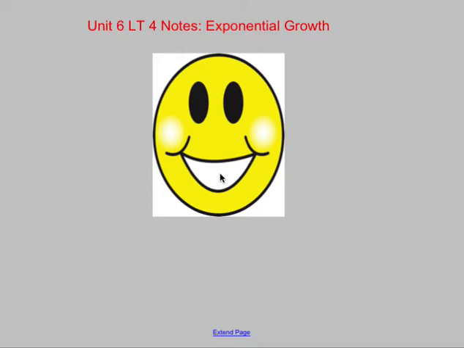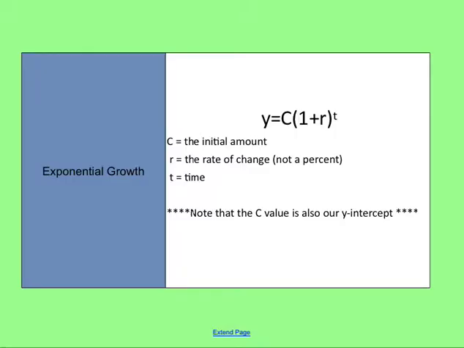Today we're going to be doing Unit 6, Learning Target 4. So we're going to be talking about exponential growth. We've been working on graphing exponential functions up to this point, and now we're going to look at a specific type of exponential function, and more specifically, how they apply to word problems. So let's take a look at what exponential growth is.